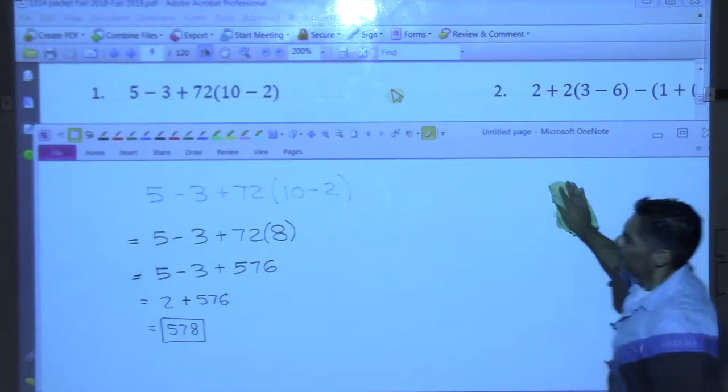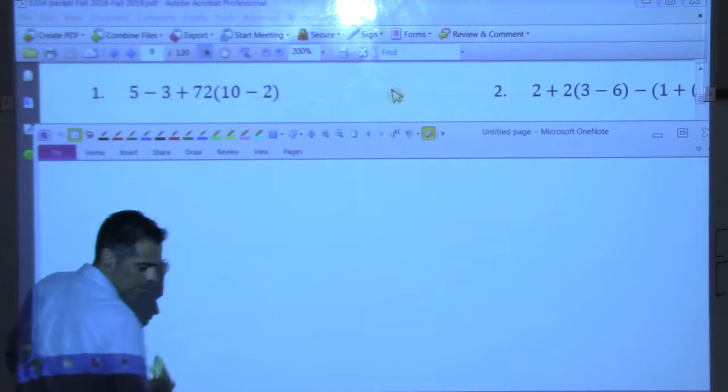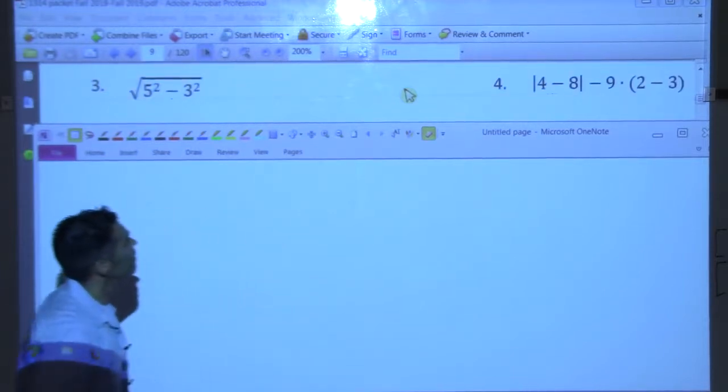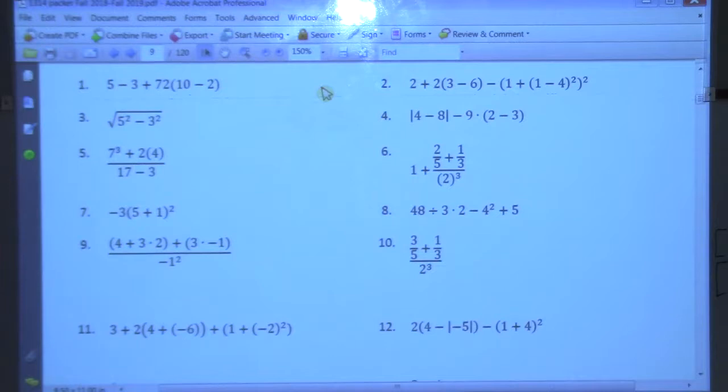But all right, let's do the next one, or maybe not the next one, let's do another one. Yeah, number 2 actually looks pretty good.